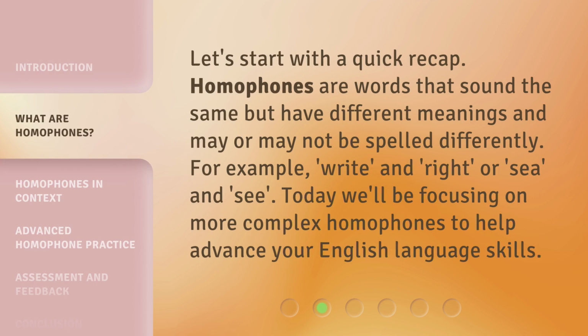Let's start with a quick recap. Homophones are words that sound the same but have different meanings and may or may not be spelled differently. For example, right and right, or see and see. Today we'll be focusing on more complex homophones to help advance your English language skills.